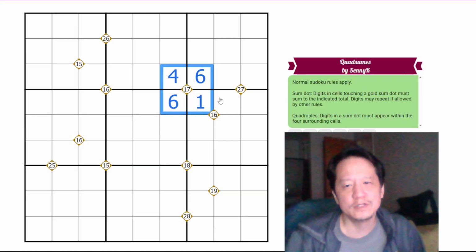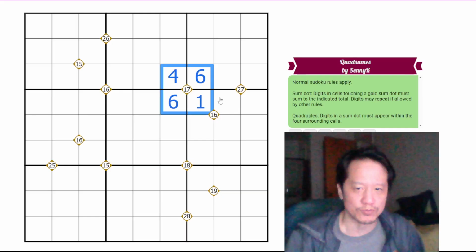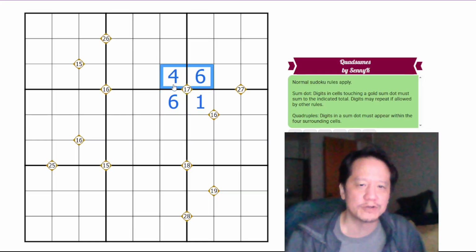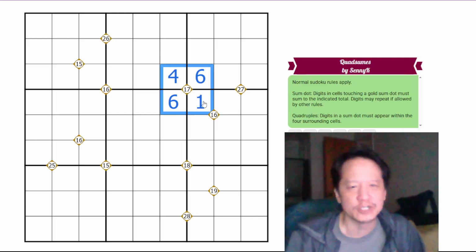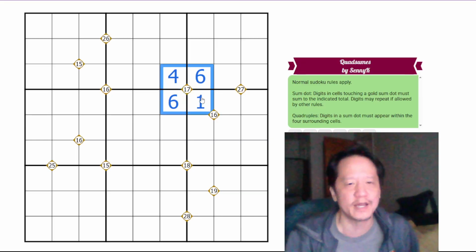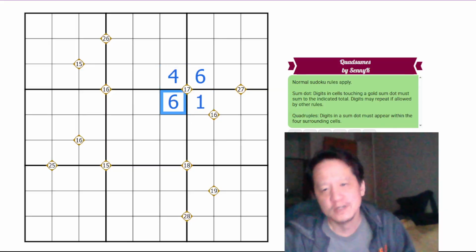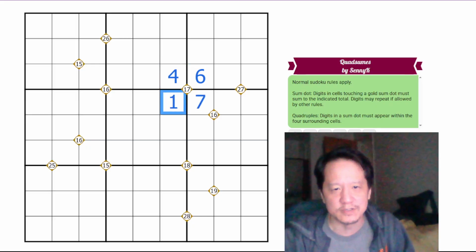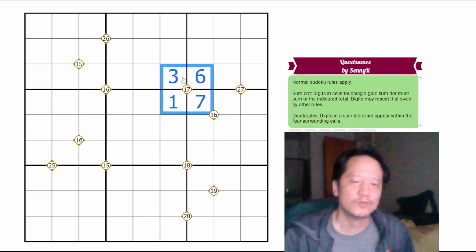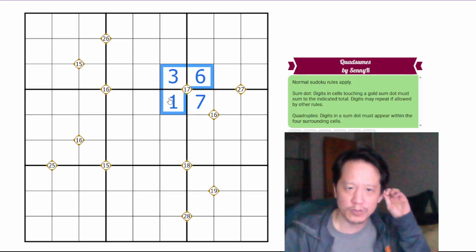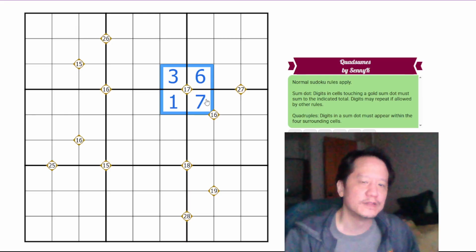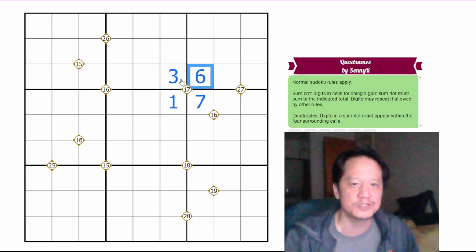Also, we have the quadruples rule, where digits in a sum dot must appear within the 4 surrounding cells. So in addition to these 4 cells adding up to 17, they would also have to have a 1 and a 7 in the 4 surrounding cells. Therefore 3617 would work, whereas 1466 does not work because we have no 7 surrounding this sum dot.